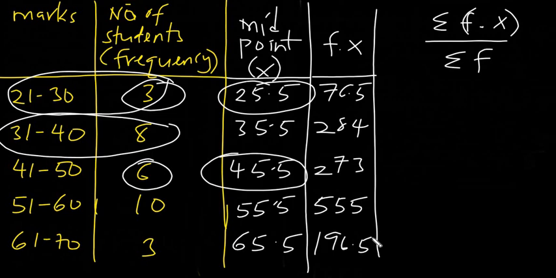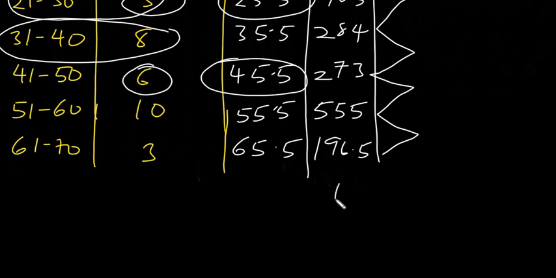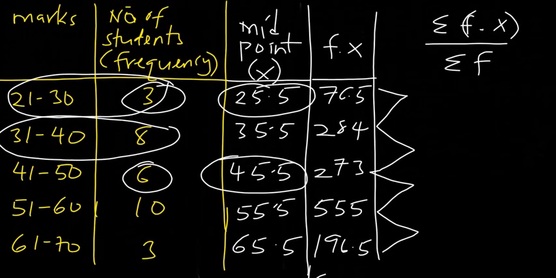We're now going to get the summation of the F times X column. So the summation of this column, we're going to have 76.5, add it to 284, add to 273, add to 555, and then add to 196.5. So this is going to add up to 1385. So the summation of the F times X column is going to be 1385.